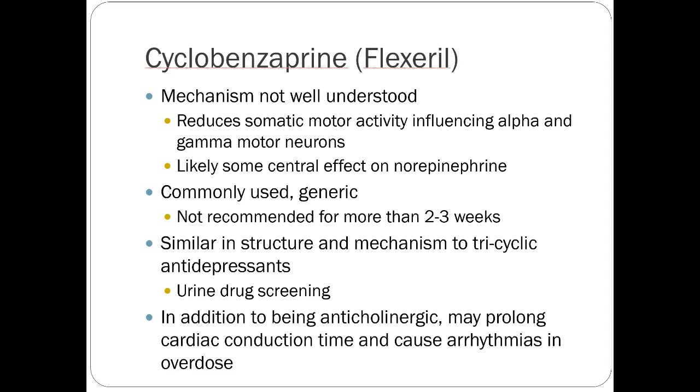Cyclobenzaprine, or Flexeril, is probably the most common one for acute pain. Mechanism, we don't really understand it fully. Again, I talked about some of the stuff these drugs might do, and this one might influence alpha and gamma motor neurons and have some effect on norepinephrine. That's super vague, and again, the mechanism is really vague. No one really knows exactly how these work. It's commonly used, generic. You usually don't use this drug for more than a couple of weeks.